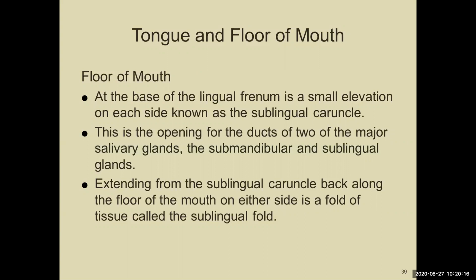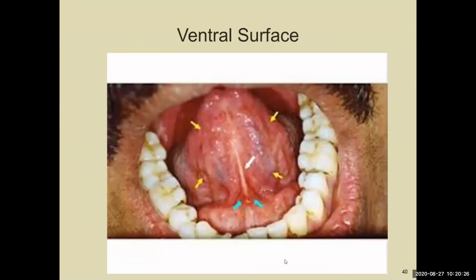Extending from the sublingual caruncle back along the floor of the mouth on either side is a fold of tissue called the sublingual fold. Here we've got somebody with their tongue sticking up. This is the lingual frenum. You've got these two little circular areas called the sublingual caruncle. This here is the sublingual fold.